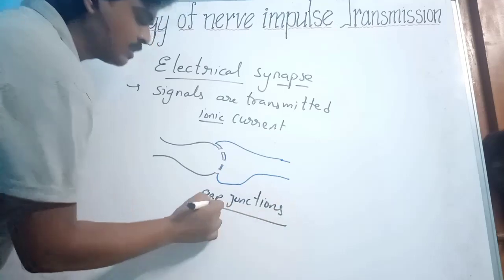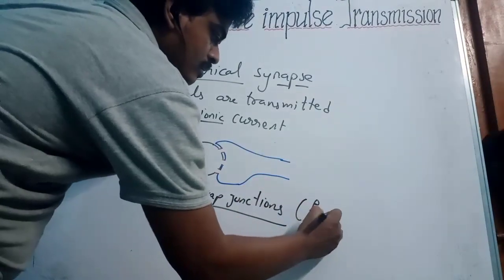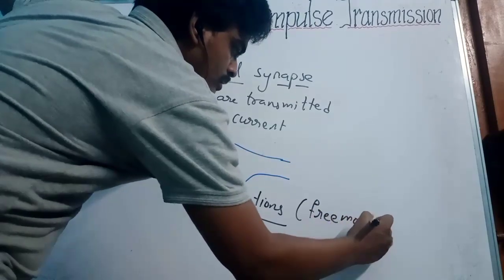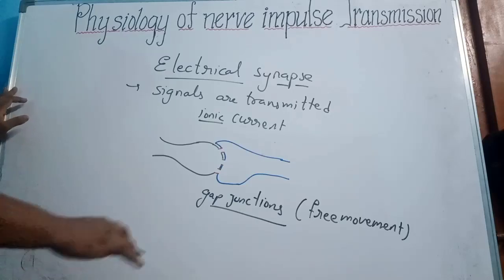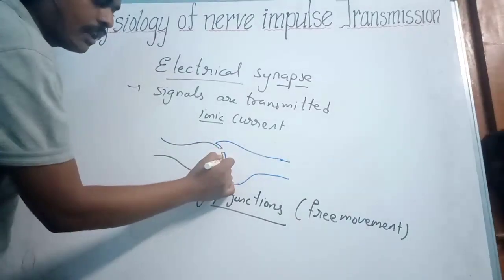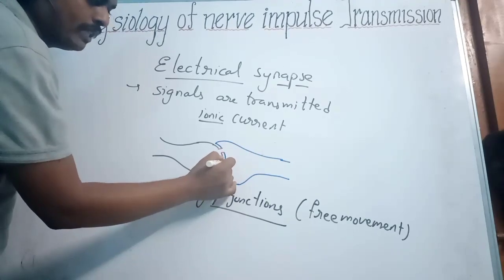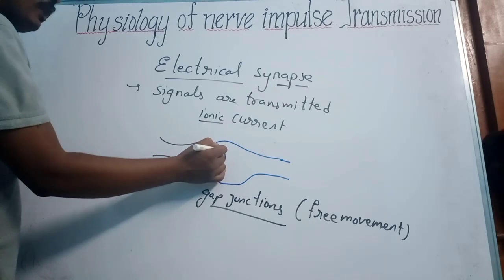So gap junctions are a type of junction which will allow free movement of ions. Not only ions, free movement of all the substances, any substance. Why? Because in these gap junctions, you can see here, there are some channel proteins between two membranes. You can see this gap here.